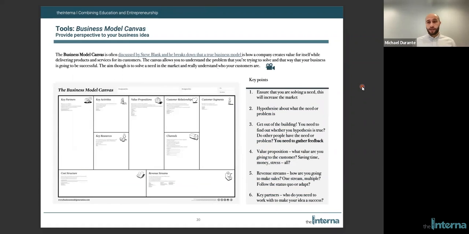So the first thing that I want to look at here is the business model canvas. Now, the business model canvas was coined actually by an academic called Steve Blank.